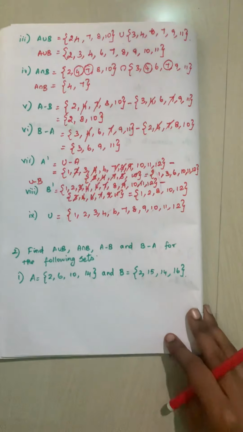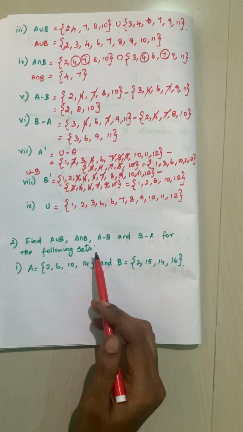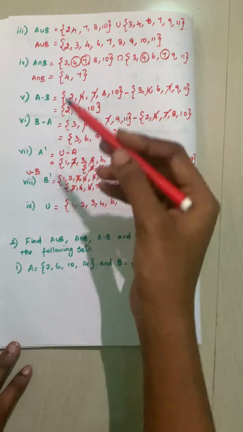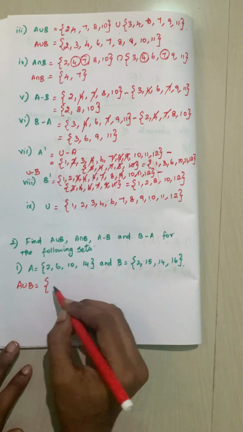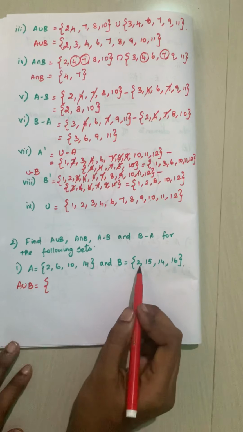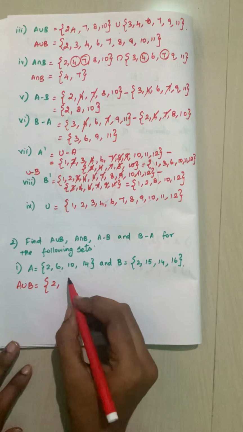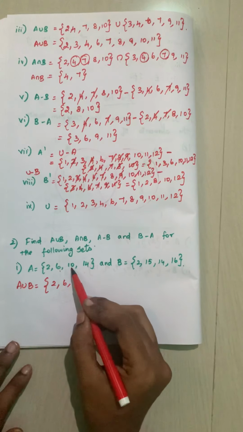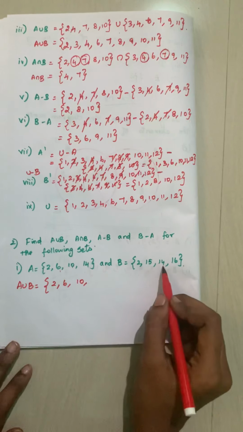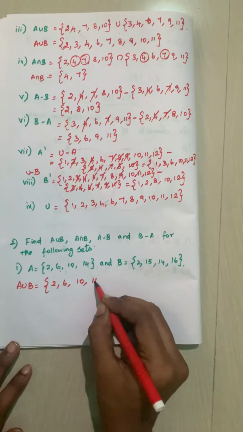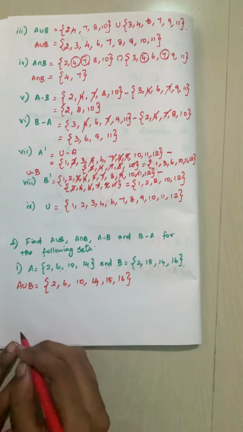Next is the second sum. Find the A union B, A intersection B, A minus B and B minus A. Like this one only, but they have given the sets. Now A union B means you have to join the sets. Okay, here you have 2 and here also you have 2. So write only 1, 2. Next 6, you have only 1, 6. Next is 10. You have only 1, 10. Next is 14. Here also you have 14. But you have to write only one time. Next 15 one time and 16. This is your A union B.